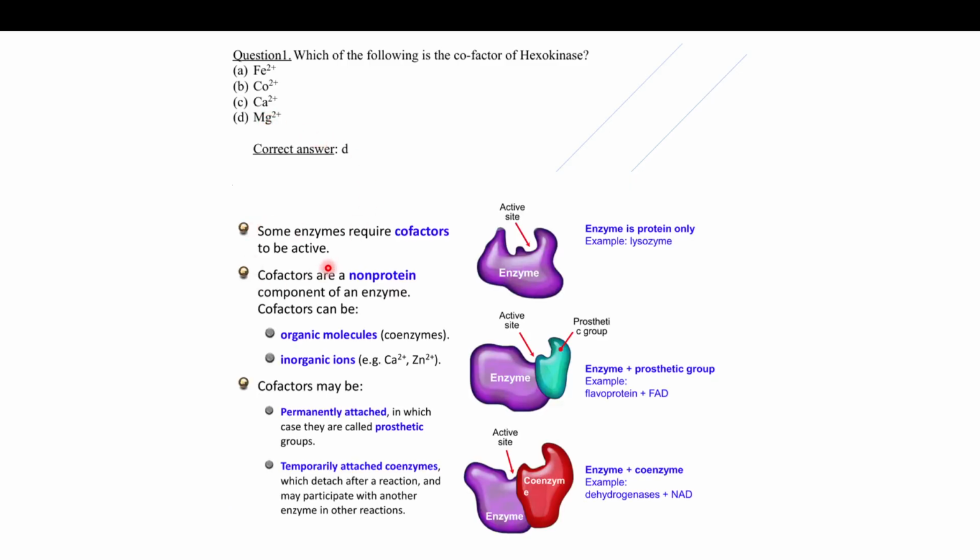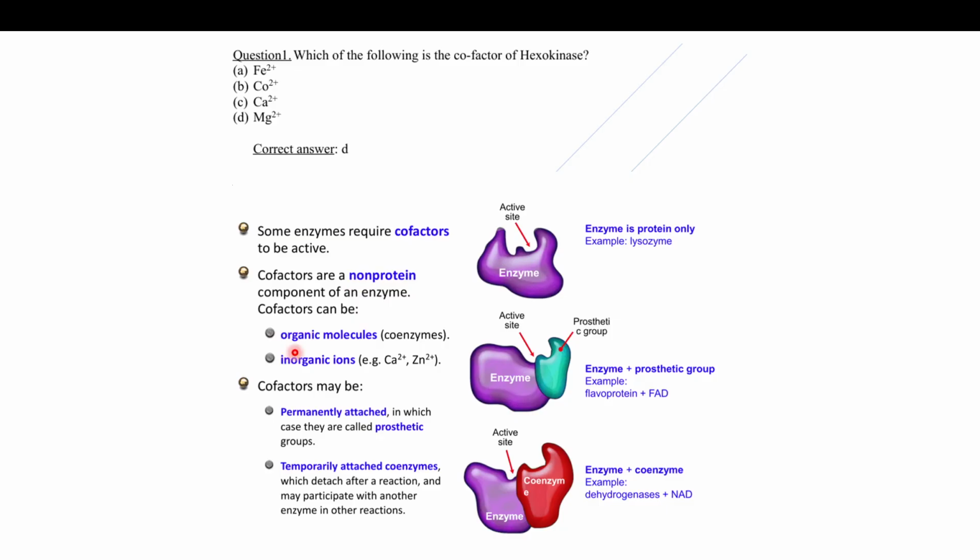Just to give you an idea, there are enzymes which catalyze chemical reactions. Now some enzymes require cofactors to be really active and perform their activity, to be functional. Enzymes are basically proteins. Now if the enzyme is protein only, then it doesn't really require a cofactor. An example of an enzyme that is protein only is lysozyme. Cofactors are non-protein moieties or non-protein entities of an enzyme which help it to become functional.